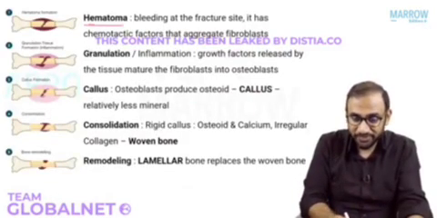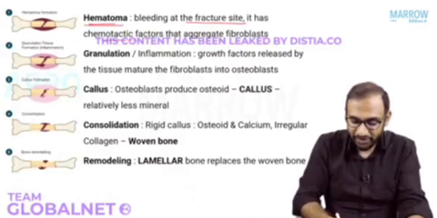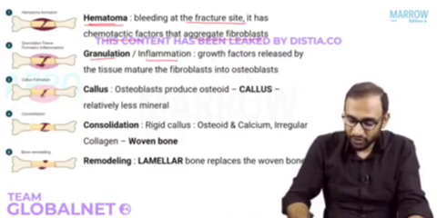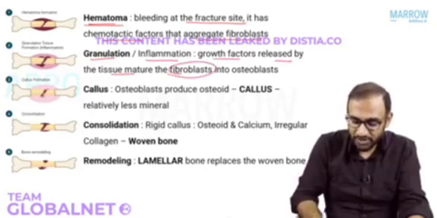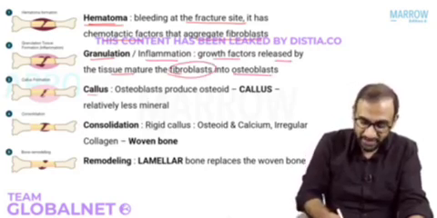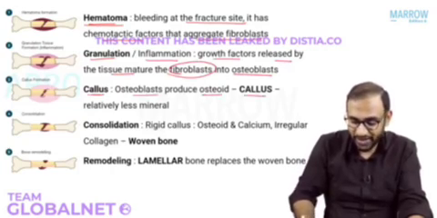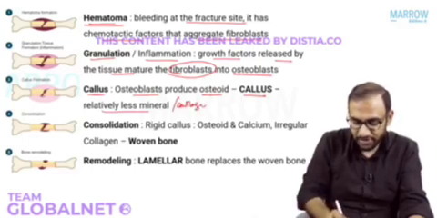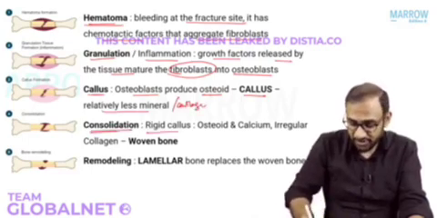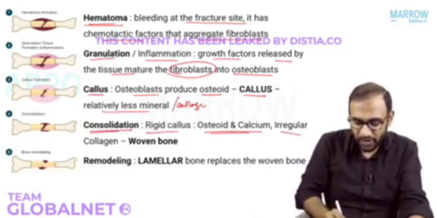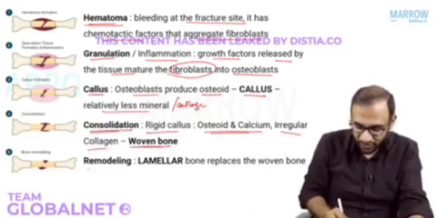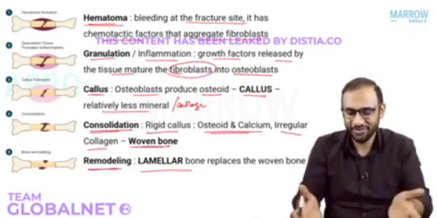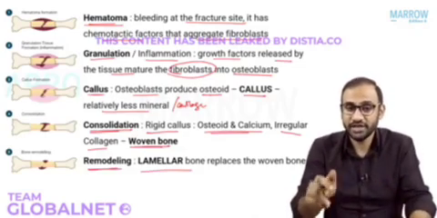First stage, stage of hematoma: bleeding at the fracture site. It has chemotactic factors that aggregate fibroblasts. Granulation or a stage of inflammation: growth factors released by the tissue mature the fibroblasts into osteoblasts. Callus stage: osteoblasts produce osteoid, that is callus, that is relatively less mineral and it's mostly cartilage. Stage of consolidation, which is a rigid callus, basically osteoid and calcium, which is irregular collagen woven bone. And finally, the stage of remodeling has a lamellar bone which replaces the woven bone. Okay? As promised, you can pause the slide and you can write down.